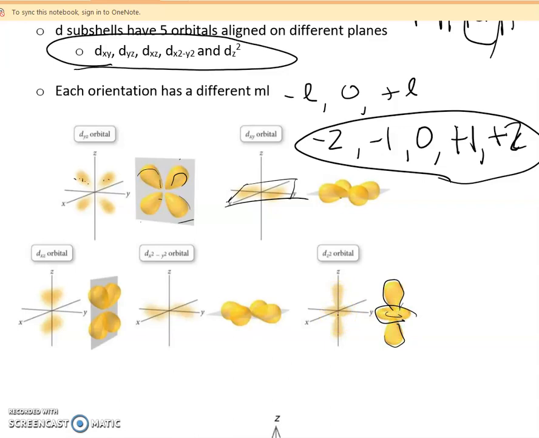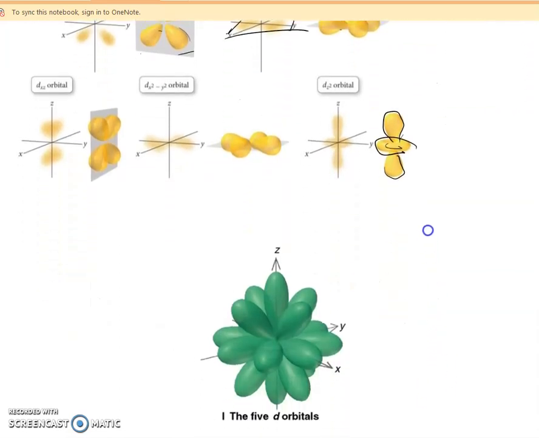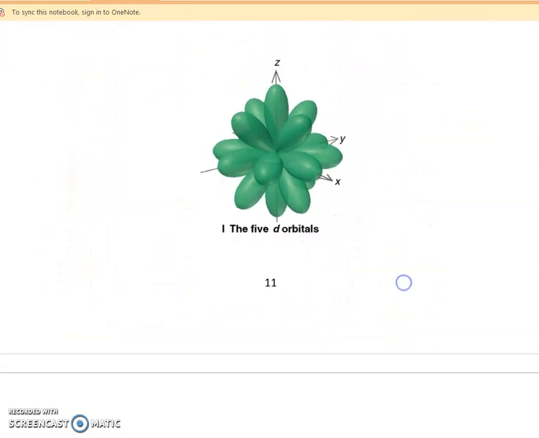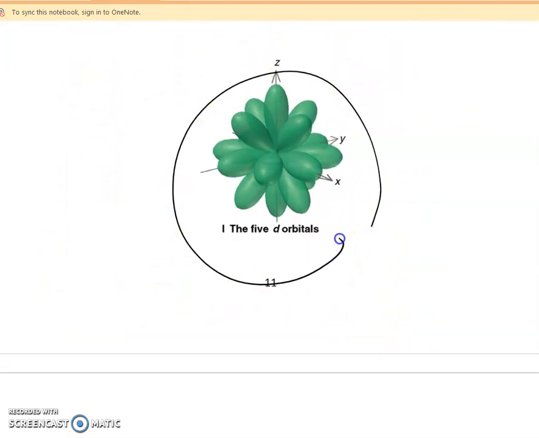And really for our class, I'm not going to make you draw these, especially because we're online now, but you should know that there are 5 different orientations and we have 5 different orbitals. And this is what it looks like when they are all plotted on the same axis. So it's getting pretty busy here.